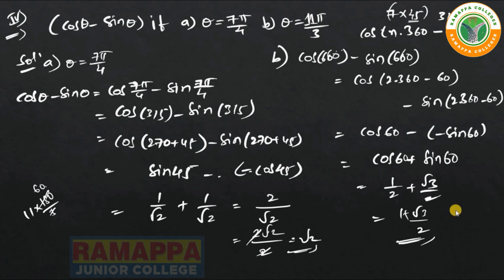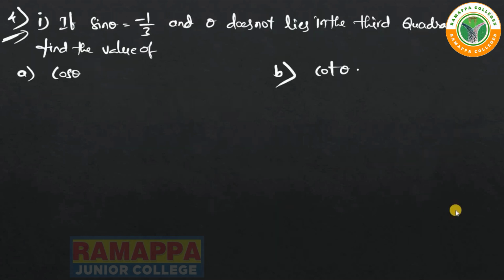Now moving to the next question. Here the fourth question, first one: if sin theta is equal to minus 1 by 3 and theta does not lie in the third quadrant.